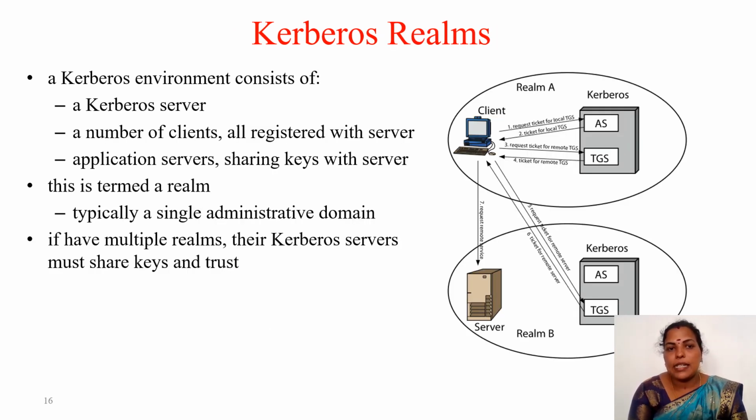These are some of the Kerberos realms. A Kerberos environment consists of a Kerberos server, a number of clients all registered with the server, and application servers sharing keys with the server. This is termed a realm. See here, realm A and realm B. On the client side, it is communicating with the Kerberos, which has the authentication server as well as the ticket granting server. Then in realm B also, the Kerberos is communicating with the user, and the server is also there. So the Kerberos server, the clients all registered with the server, and the application servers sharing keys with the server are called a realm. Typically, it is a single administrative domain. If there are multiple realms, then Kerberos servers must share keys, and they provide the trust among the realms also.